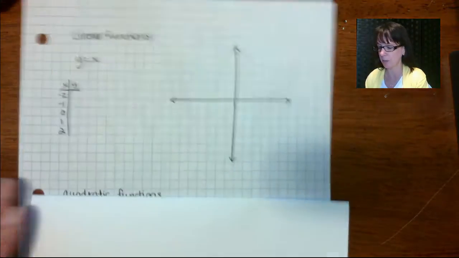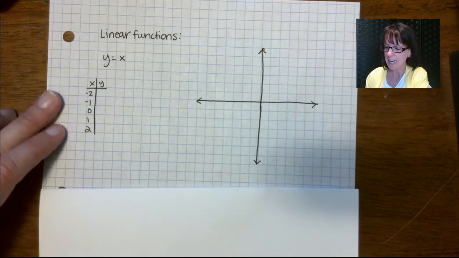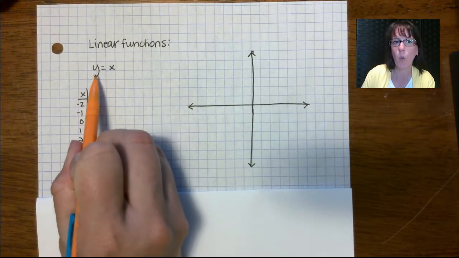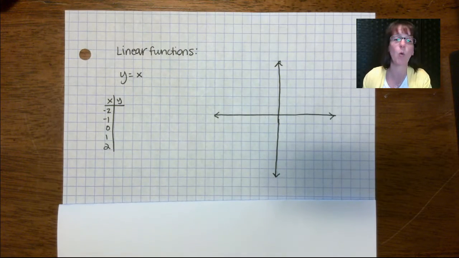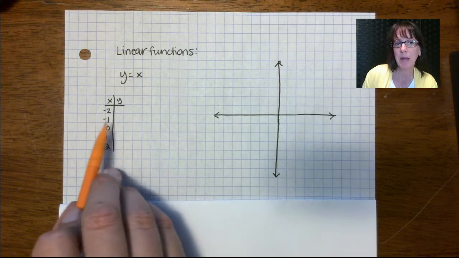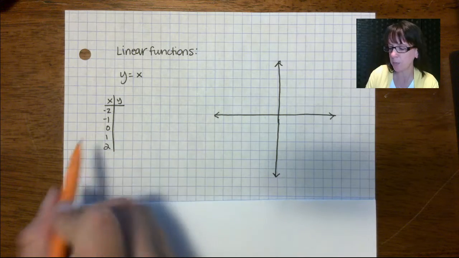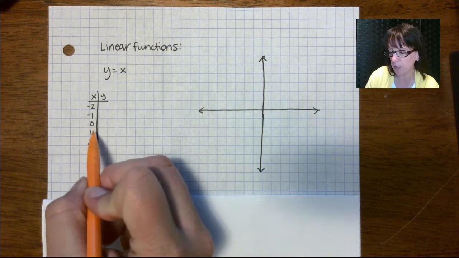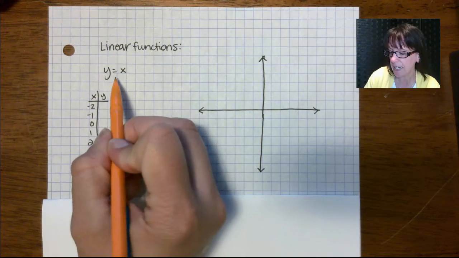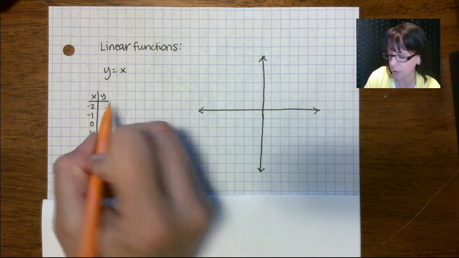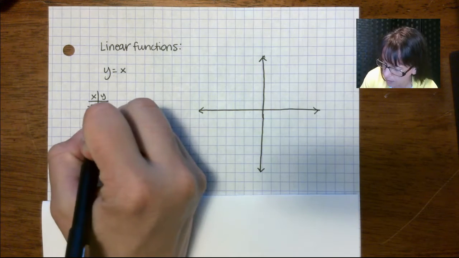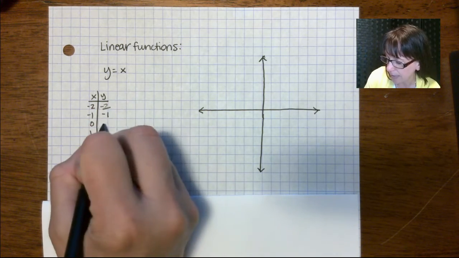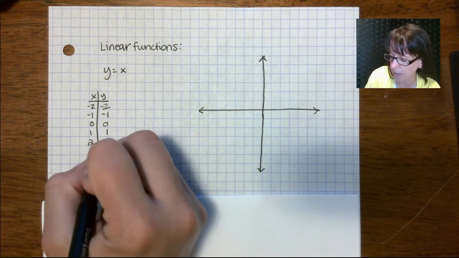So the first thing that we're going to talk about are our linear functions. And remember, linear is just a fancy way of saying line. So here are our linear functions. Our linear function is y equals x, or f of x equals x. I've created an xy chart here, and I'm just going to plug in -2, -1, 0, 1, and 2. If I plug in -2 for x, I get -2 for y. I get -1, I get 0, and if I plug in 1, I get 1. If I plug in 2, I get 2.